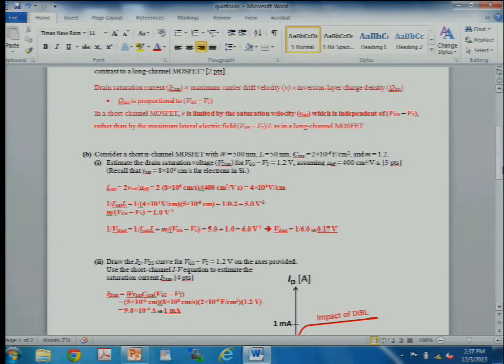Okay, let's just quickly go over the solutions. So for problem 1, the reason why the saturation current for a short channel MOSFET only depends linearly on VGS minus VT, which often we call the gate overdrive, is because the current is limited by saturation velocity, which is independent of VGS minus VT. Okay?